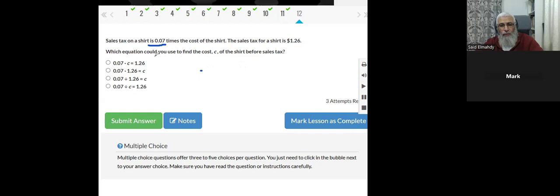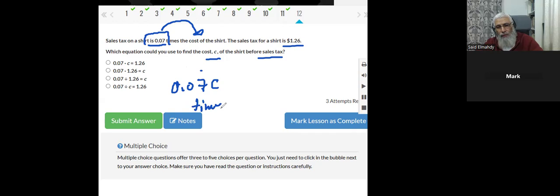It would be C. Which equation could you use to find the cost C of the shirt before sales tax? The sales tax is 0.07 times the cost, so we multiply 0.07 by the cost because times means multiply. This is equal to what? 1.26. All right.